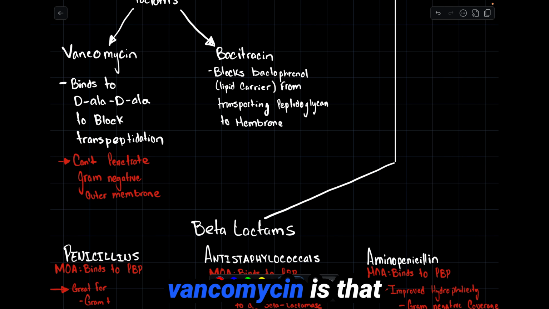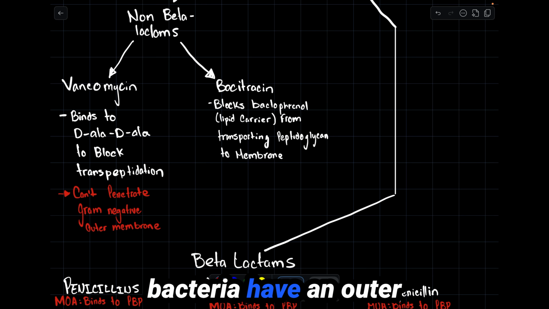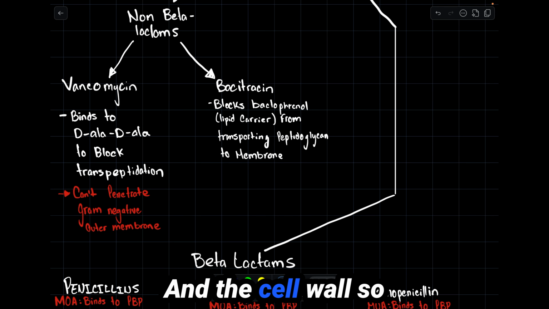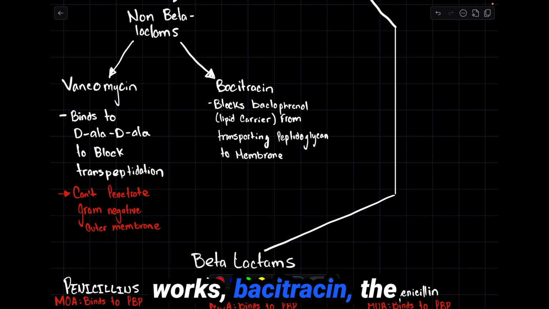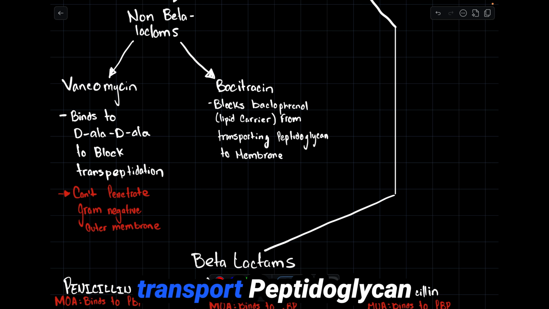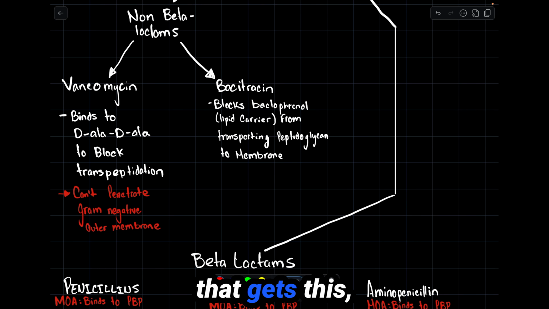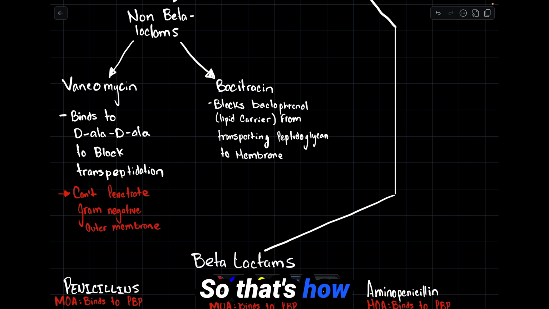But the problem with vancomycin is that it can't penetrate gram-negative bacteria. Remember, gram-negative bacteria have an outer membrane that is between the outside world and the cell wall. So vancomycin can't cross the outer membrane. Bacitracin, actually, the way that it works is that it blocks bactoprenol, which is a lipid carrier that transports peptidoglycan out to the membrane. So it literally blocks a transport mechanism that gets these peptidoglycan precursors out to the cell wall. So that's how bacitracin works.